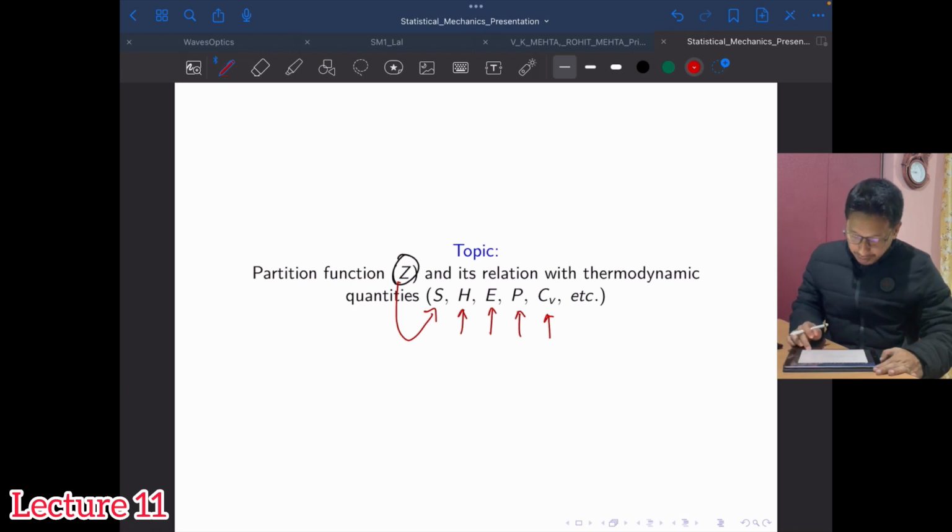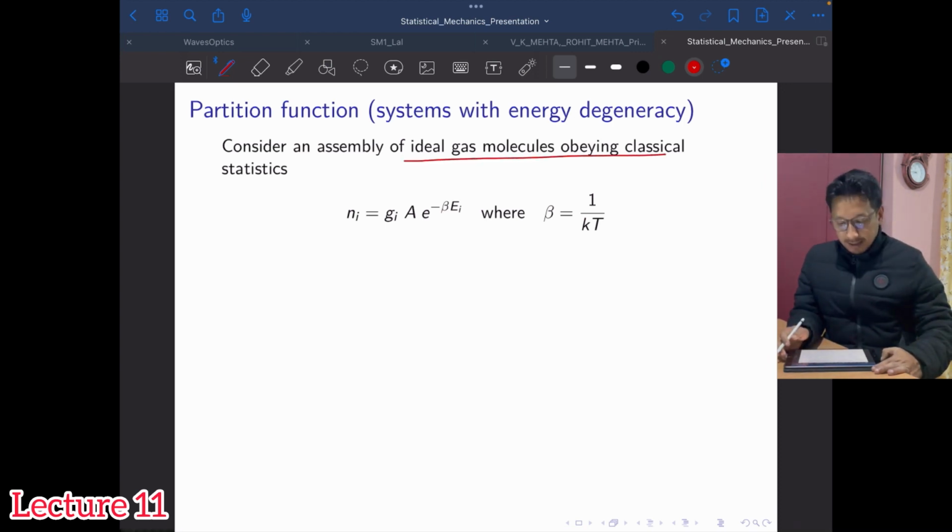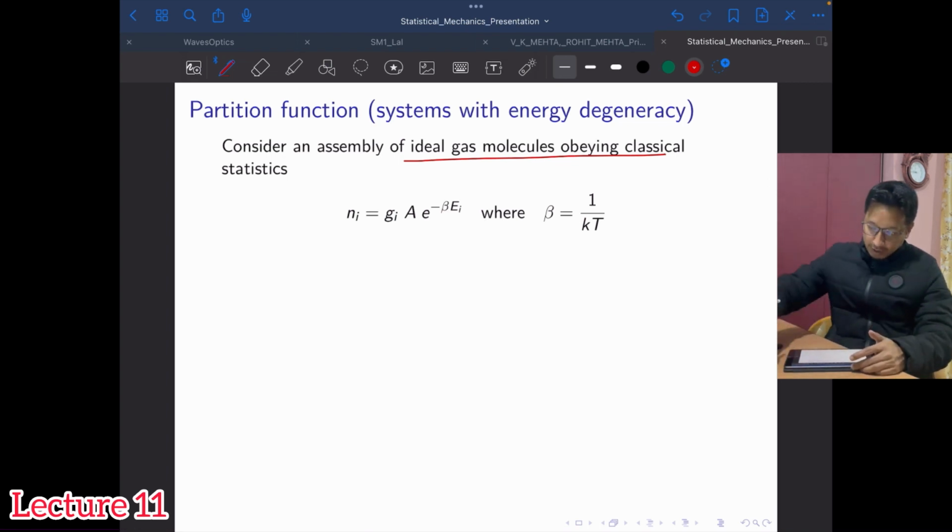So first, let's discuss the partition function for a system with energy degeneracy. Now consider an assembly of ideal gas molecules obeying classical statistics. Classical means these are classical particles, and moreover, let's say we can distinguish one particle from another.